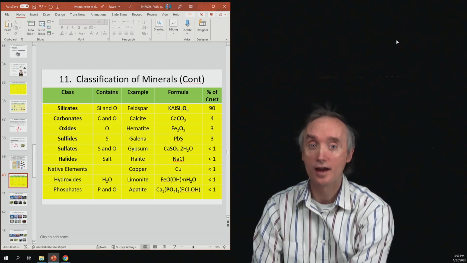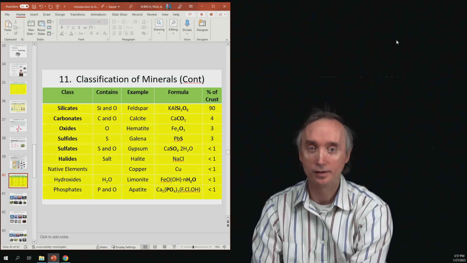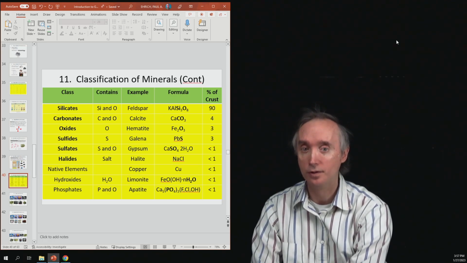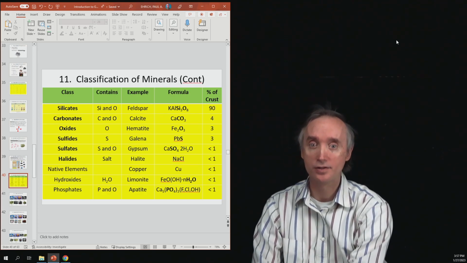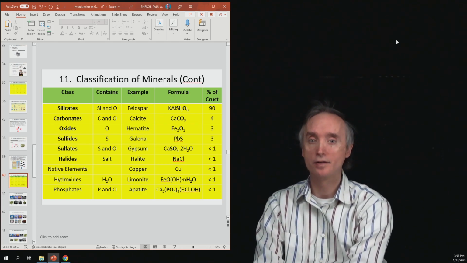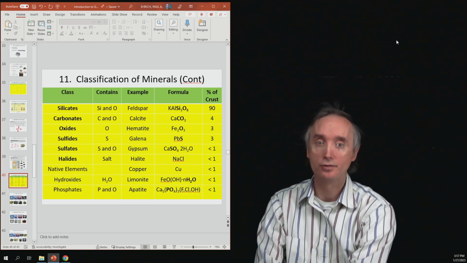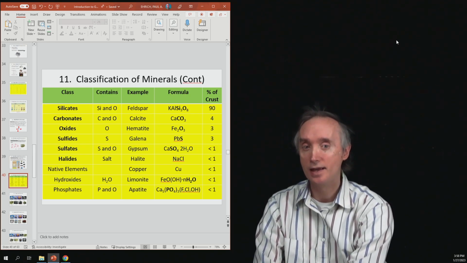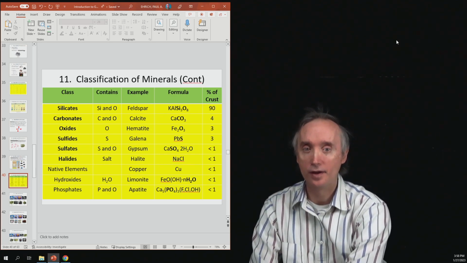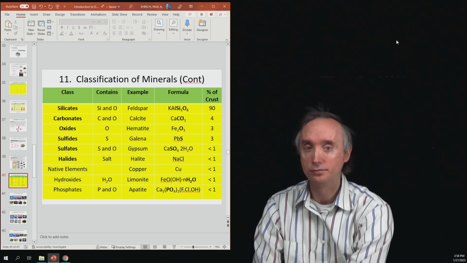And it is an evaporite. So when seawater evaporates, it leaves behind gypsum. It also leaves behind calcite. And it also leaves behind the next one, which is the halides. So halides means that they are some kind of a salt. And so halite is NaCl. Then you also have native elements such as copper.